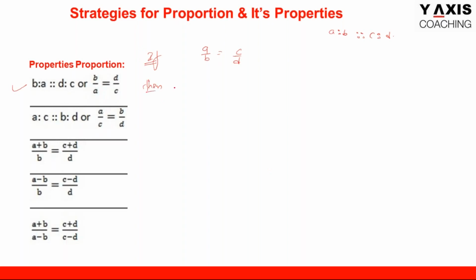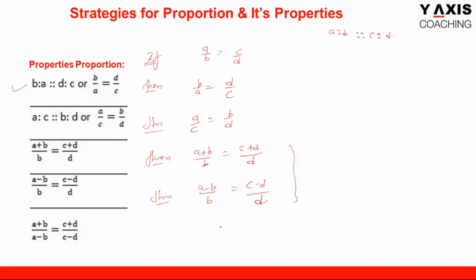First, just write the reciprocal of this: B by A is equal to D by C. Again, we can interchange the positions of B and C, so this can be written as A by C is equal to B by D. Also, A plus B divided by B is equal to C plus D divided by D. And this can also be written as A minus B divided by B is equal to C minus D divided by D. Whatever I'm writing here comes under the properties of proportion.